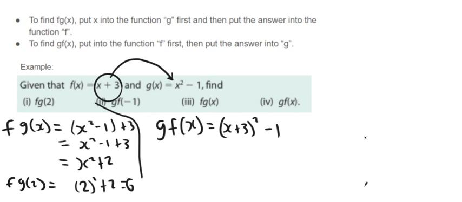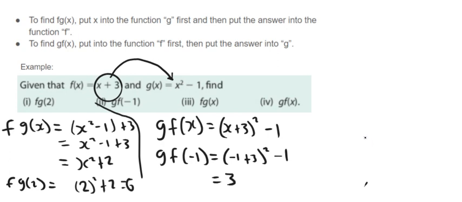So you could square that out if you want, but you don't really need to. So they're asking us for g of f of minus 1 here. So I'm just going to put a minus 1 instead of the x, plus 3 squared, and then minus 1. So minus 1 plus 3 is 2, squared is 4, and then take away 1 is 3. So final answer is 3.